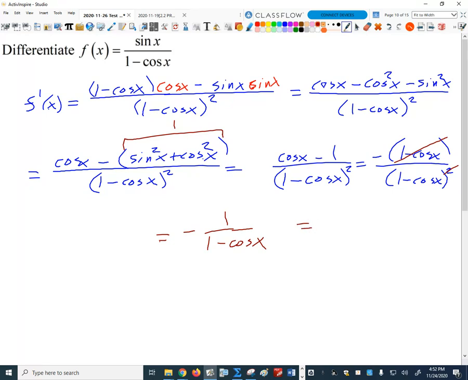If you wanted to, you could factor a negative out of the bottom and make the whole thing positive, make it 1 over cosine x minus 1. But I bet you that either one of those is fine. I bet you that's how they have it.